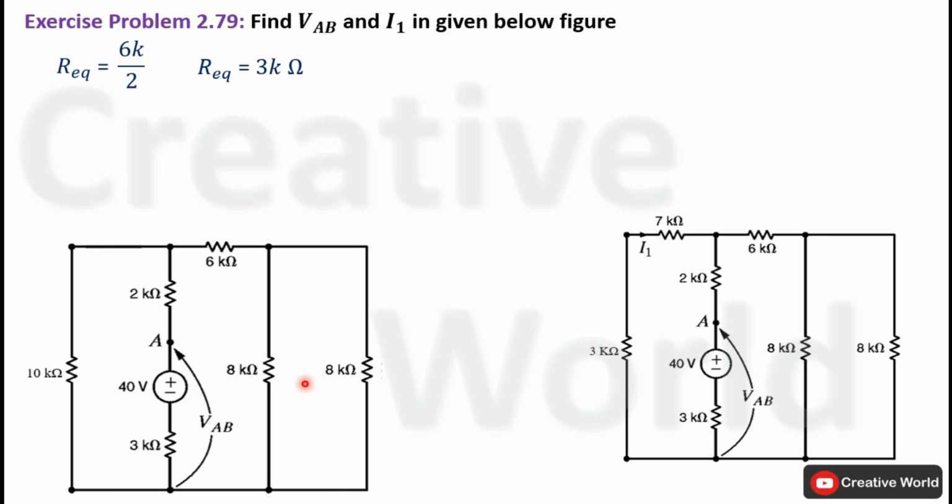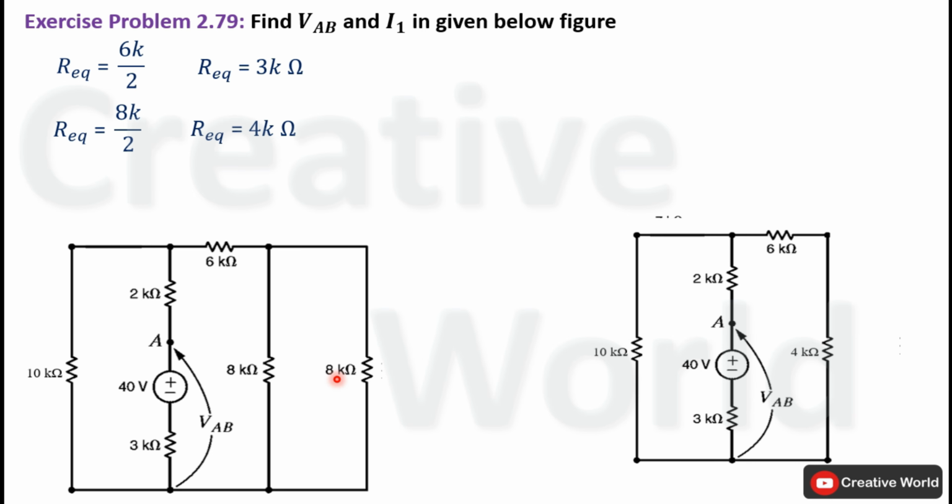These 8 kilo ohm resistances are also connected in parallel and both have the same values. So their equivalent resistance will be calculated by dividing the value of a single resistance by the number of parallel connected resistances. In this case, 8 kilo ohm divided by 2. R equivalent of these two parallel connected resistances will be 4 kilo ohm. Modify the circuit by replacing these two resistances with a single resistance having the value of 4 kilo ohm.